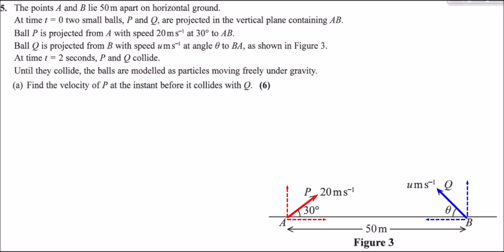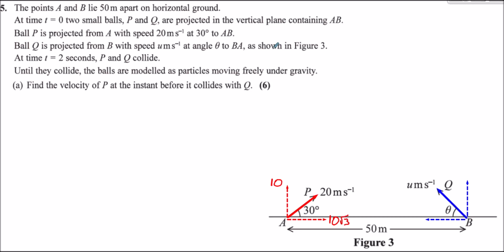Now for p, we can easily resolve this. The component of the velocity going in the horizontal direction will simply be 20 cos 30. But we need to know that cos 30 is root 3 over 2. So 20 multiplied by root 3 over 2 would just give us 10 root 3 in this direction. Whereas in the vertical direction, the initial motion, when t is 0, it'll be 20 sine 30, which will just be 10 meters per second going up.